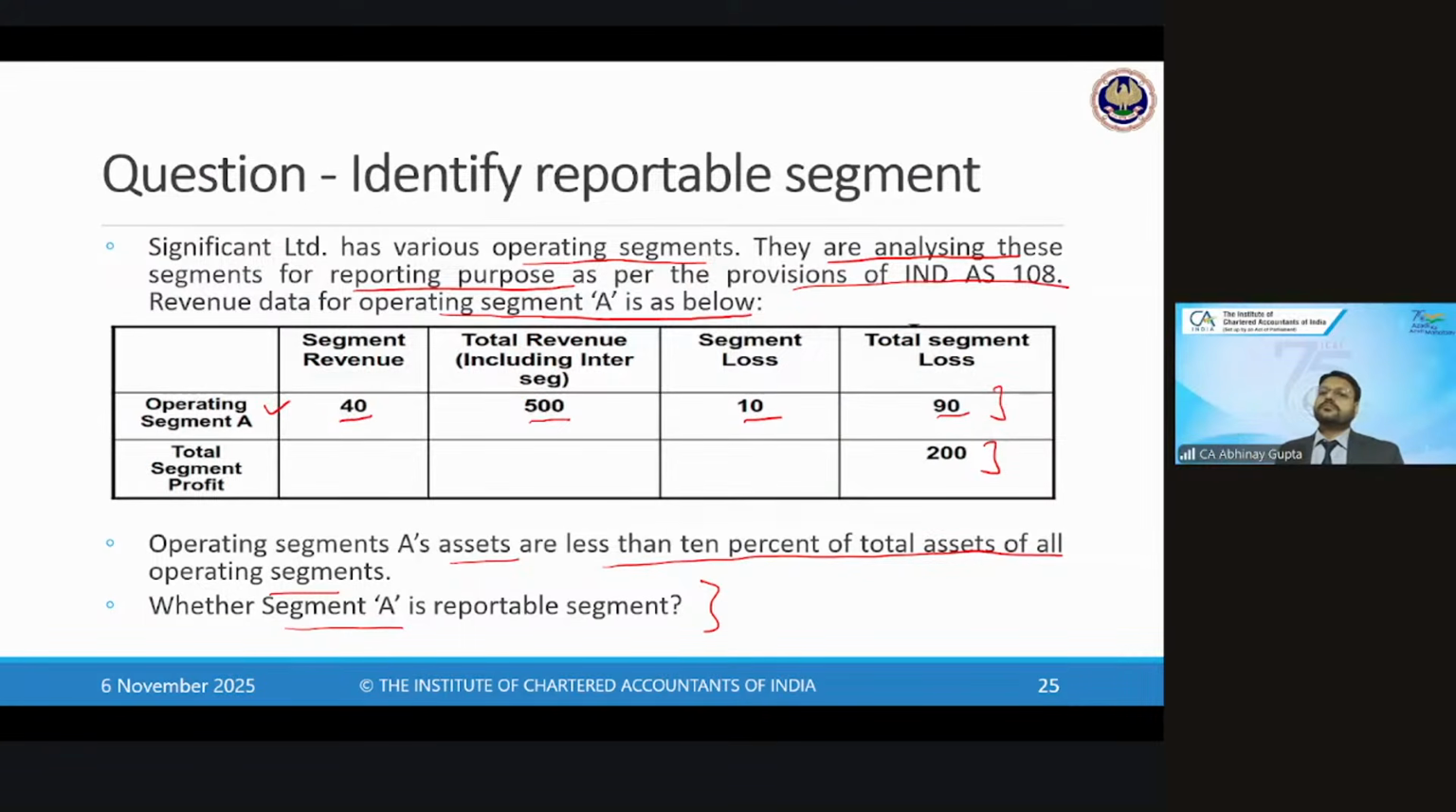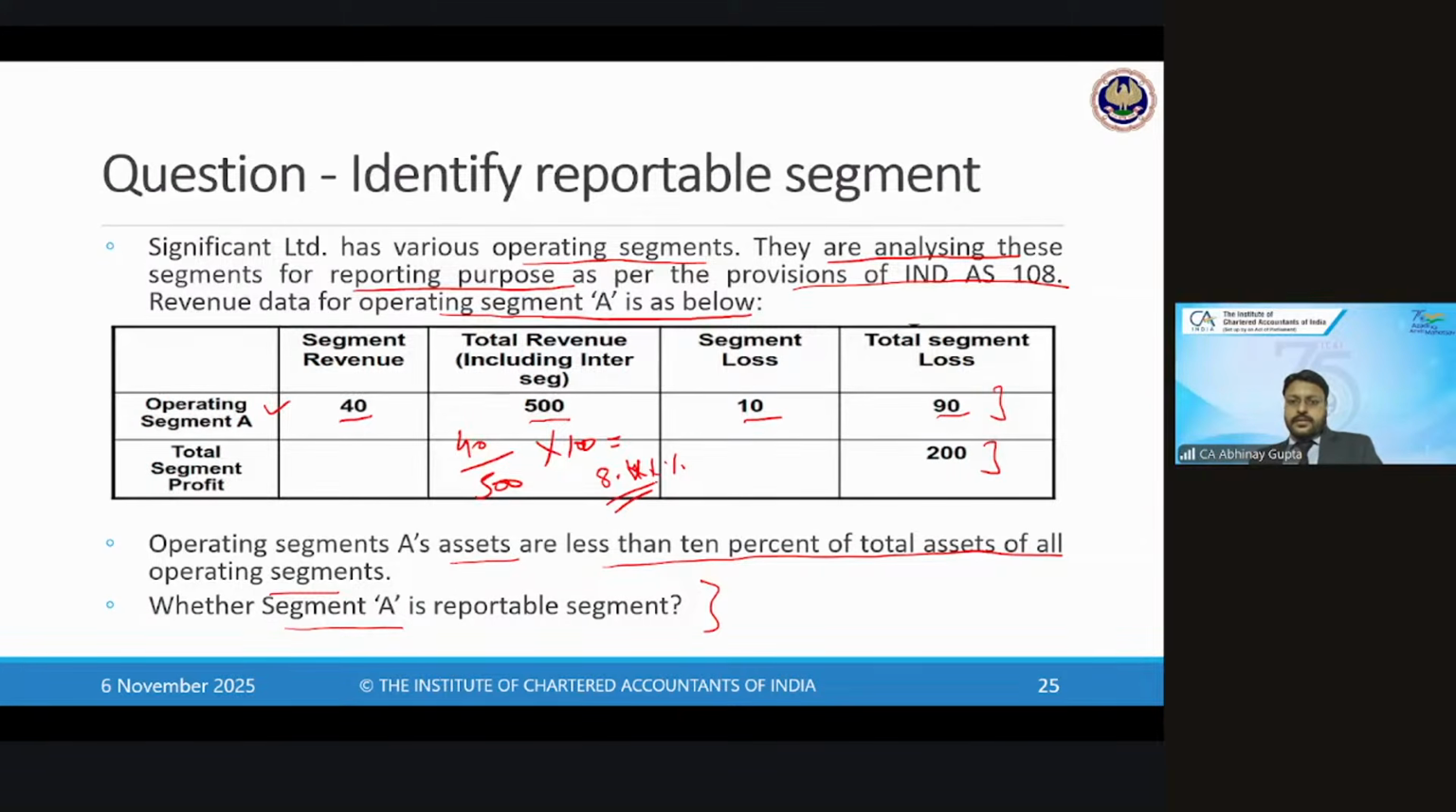Sir, here the segment revenue of 40 is with respect to A, right? The total revenue including inter-segment is 500. How do we need to interpret this, sir? I'm not clear on how to read this table. How much is the percentage? 40 divided by 500. Okay, so 8%. It is less than 10%, so not reportable on this criteria. So the revenue condition for this segment A is not met, right?